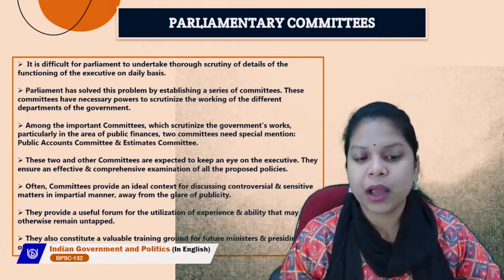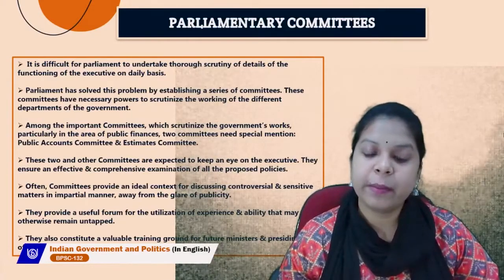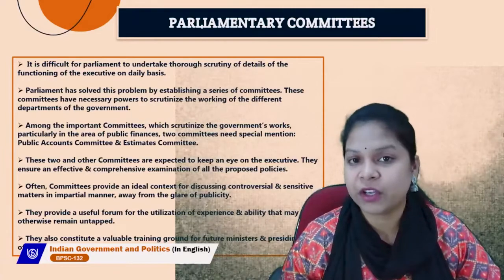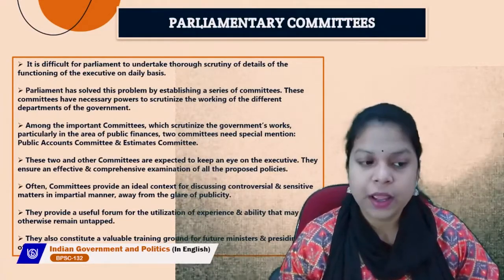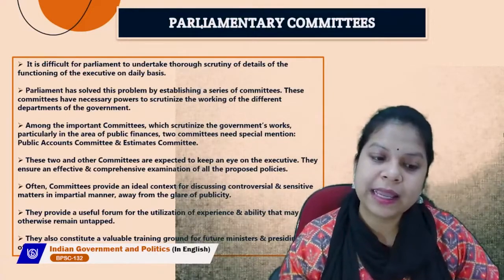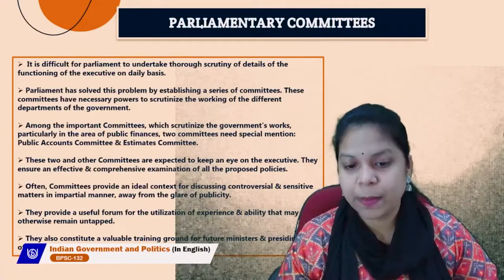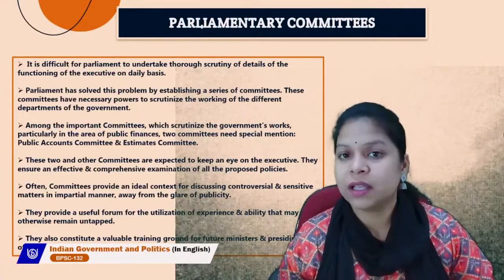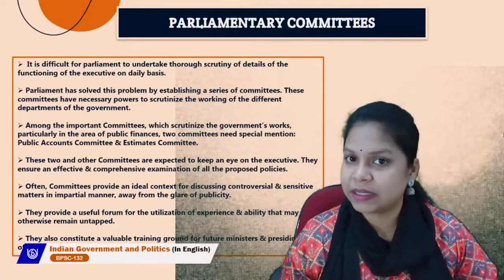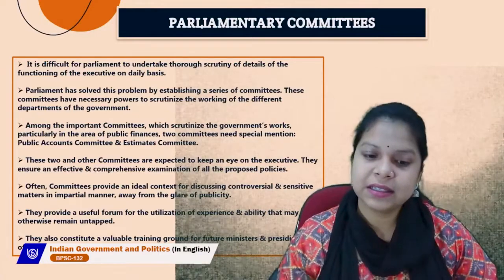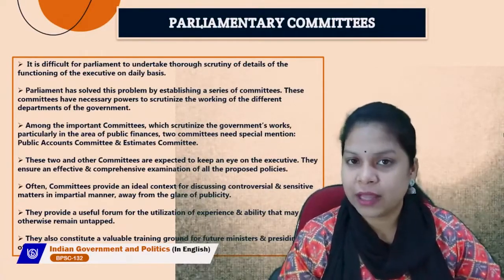Among the important committees which scrutinize the government's work, particularly in the area of public finances, two committees need special mention. One is the Public Accounts Committee and the other is the Estimates Committee, which look into the area of public finances. These two and other committees are expected to keep an eye on the executive, whether the executive is doing the job properly or not, whether there are any discrepancies in their work or not. This needs to be seen by a committee specially made for that purpose.